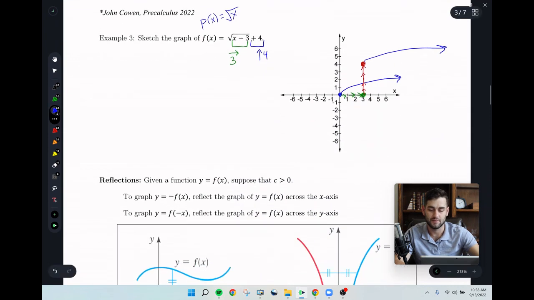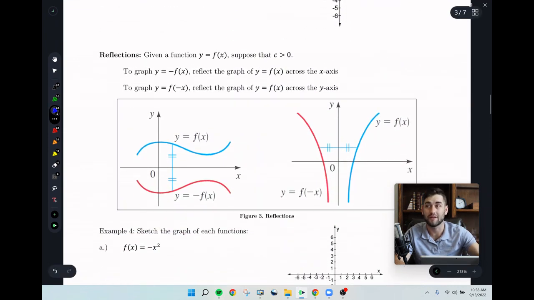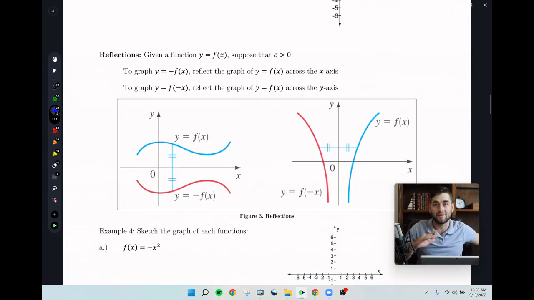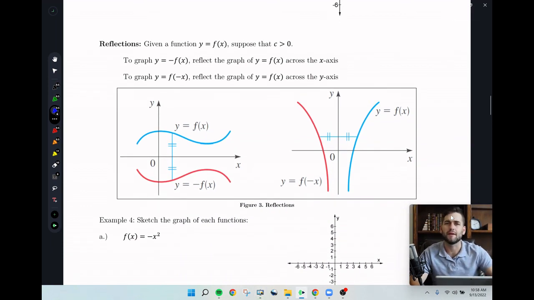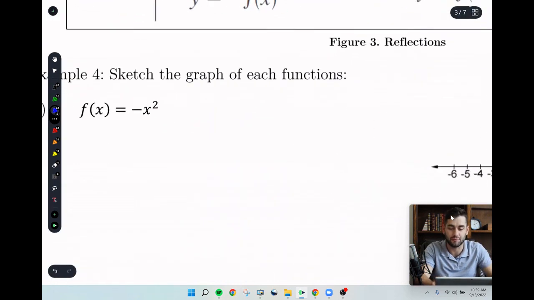Cool? Cool. Let's look at a quick reflection. And then we'll get to these stretches and these compressions and see a little bit more complicated. But hopefully these first 4 are pretty standard and you're able to do them with not too much difficulty. So let's look at these reflections. It's the same type of thing. If we are looking at something that's happening inside of the function or attached right next to that x, so let's say your function is x squared. Oh, like this perfect example.